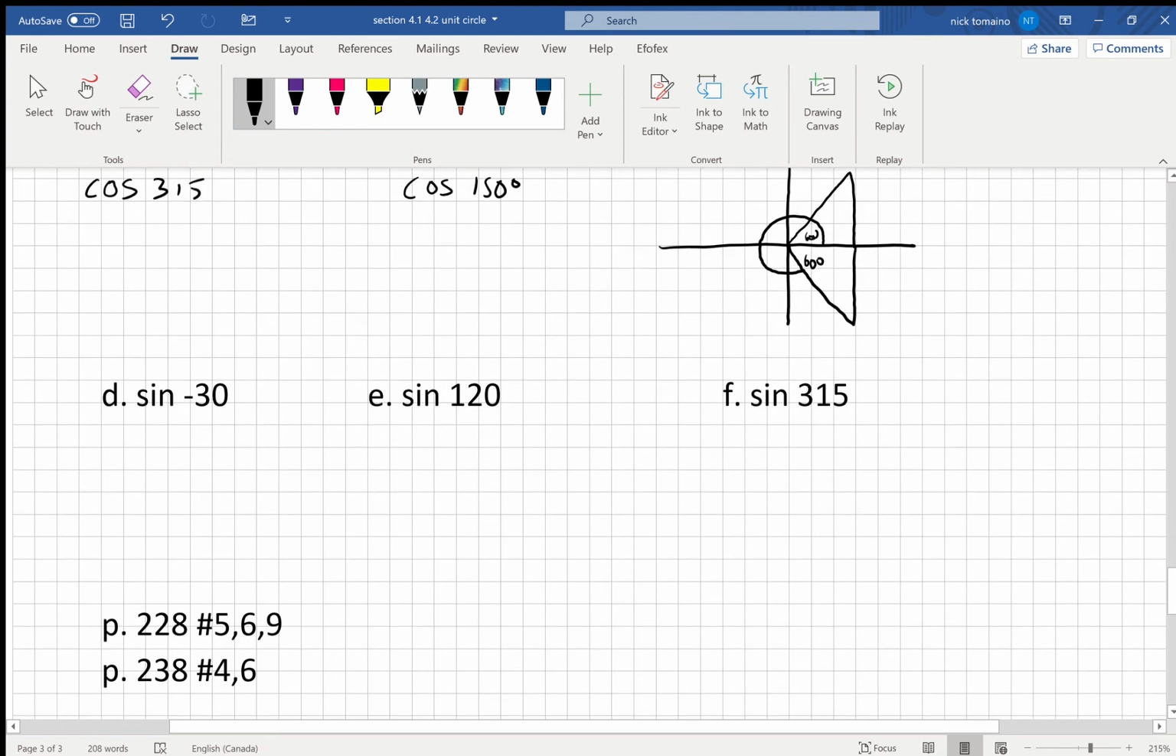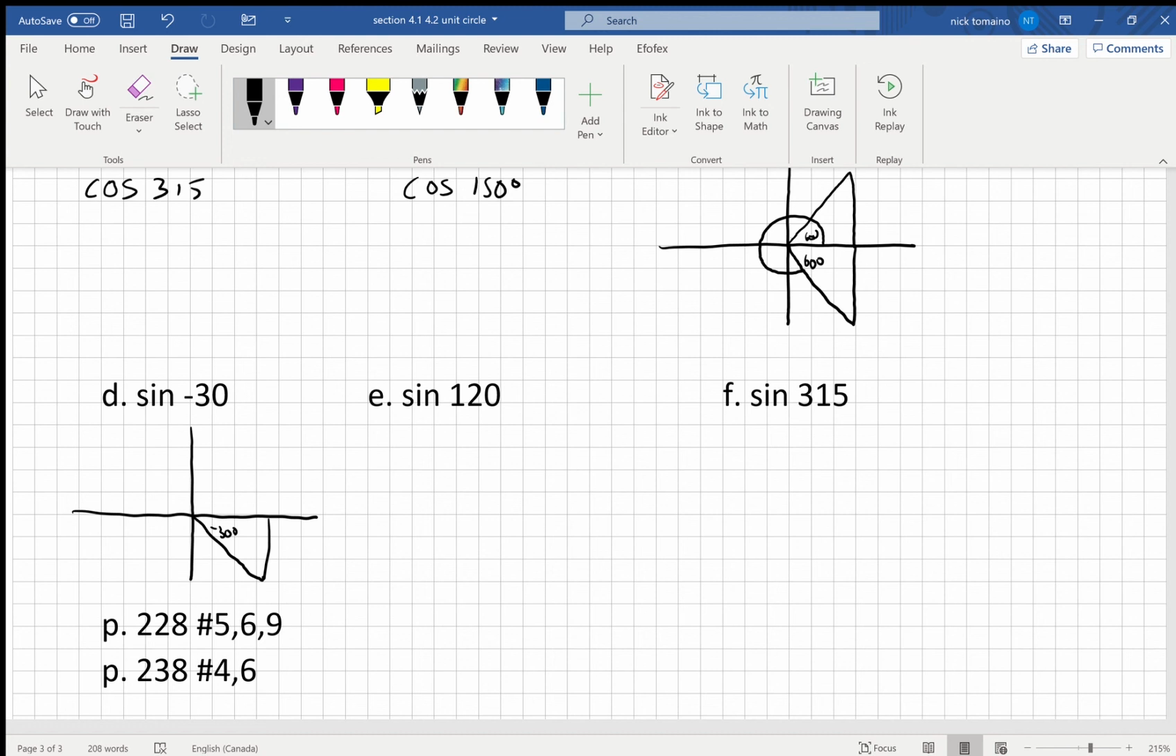Okay, next one, sine of negative 30. So negative angle means instead of going this way, you're going to go down. So that's right over here. That represents negative 30 degrees. So if you notice that the sine is the opposite over the hypotenuse, and the hypotenuse is 1, so it's just the opposite. So the opposite is negative.